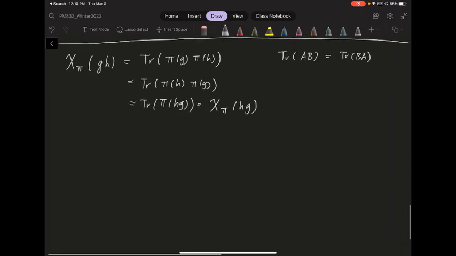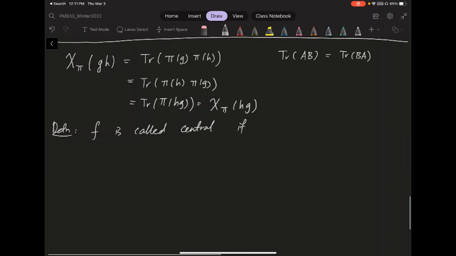These kinds of functions have a special name, so let's give them a definition. A function f defined on this group is called central if f of xy equals f of yx for all x, y inside your group.